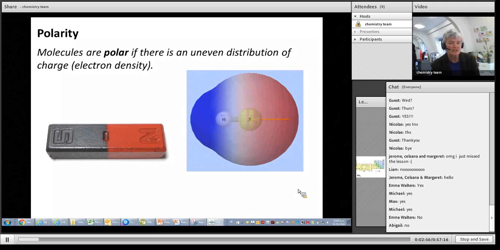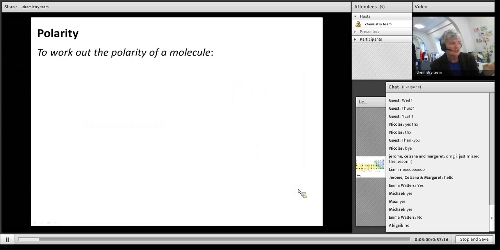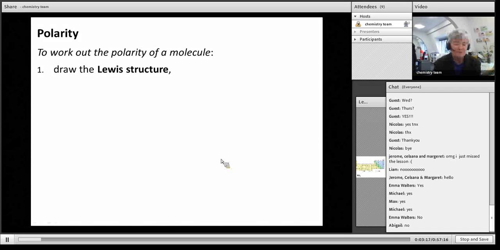I think the best way is to do it through example. So this is just a revision of what we did last time. Remember, to work out whether a molecule is polar, you need to know the shape. And how do you know the shape? What do you use to work out the shape of a molecule? It is pretty much written up there.